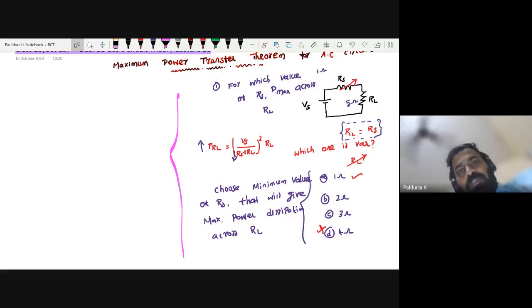Actually, as per the maximum power transfer theorem, your RL should be variable. If you want to propose to someone, you want to adjust your resistance; they won't adjust theirs. Since here you are the load, you want to adjust your resistance. So RL should be variable, not RS.